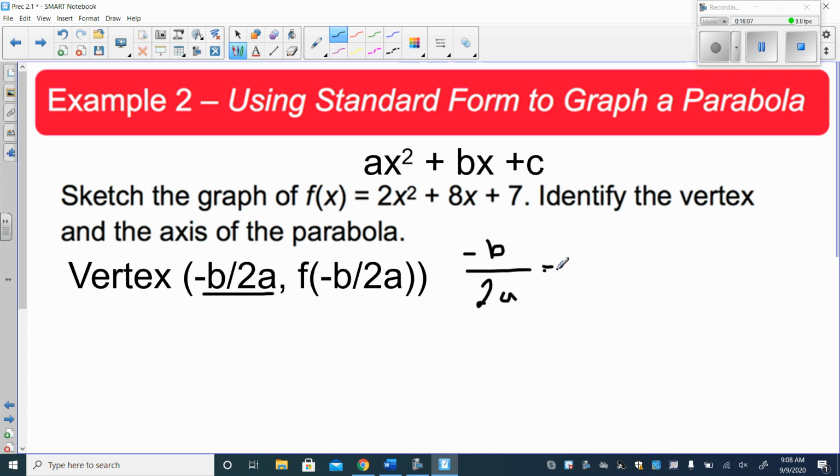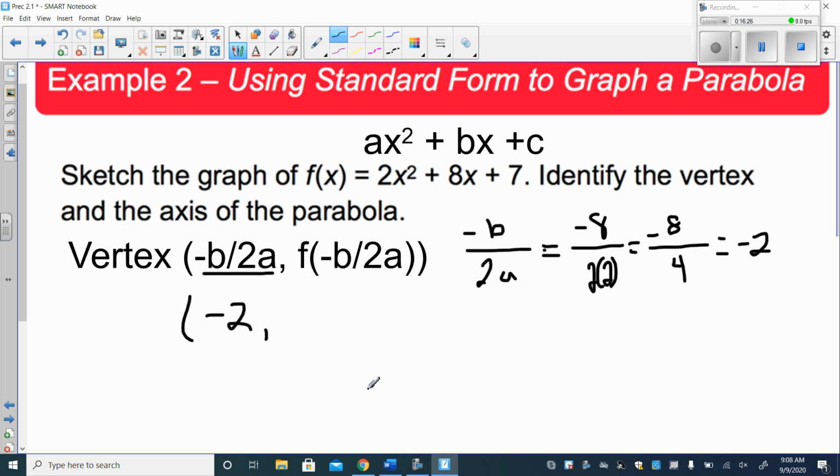Well, our b value in this case is 8, so we'd have negative 8 over 2 times 2. That'd be negative 8 divided by, well, 2 times 2 is 4. Negative 8 divided by 4 is negative 2. Well, hey, it kind of lined up, didn't it? Because when we solved this the first time, we found that the x value of the vertex was indeed negative 2. Now, you're probably wondering what is f of negative b over 2a? Well, what is negative b over 2a? It is negative 2. So what it's telling us is we want to take f of negative 2.